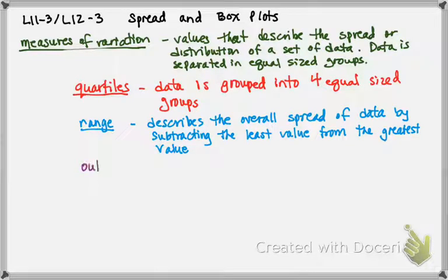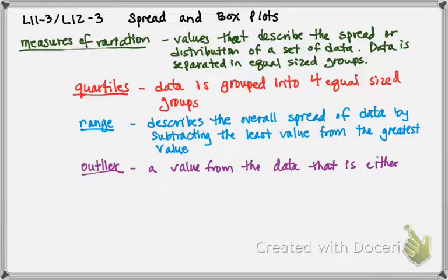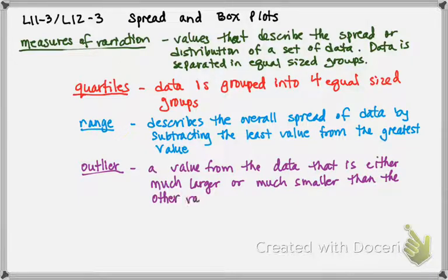outlier. And we talked about him before, but we're going to talk about him in a different way. When we were talking about outliers before, let me just write down the definition. It's a value from the data that is either much larger or much smaller than the other values in a set of data.